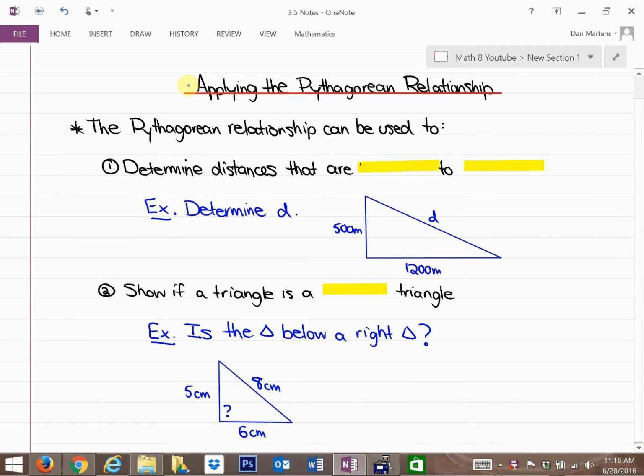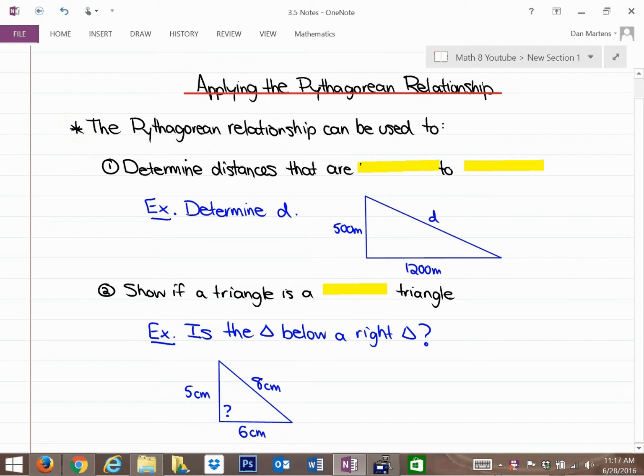Okay, in this section we are going to look at applying the Pythagorean relationship. So problem solving with word problems, with a different variety of issues that come up to do with the Pythagorean relationship, and you're going to want to practice all of the word problems because they're all unique to each other. There are two ways here that the Pythagorean relationship can be used.